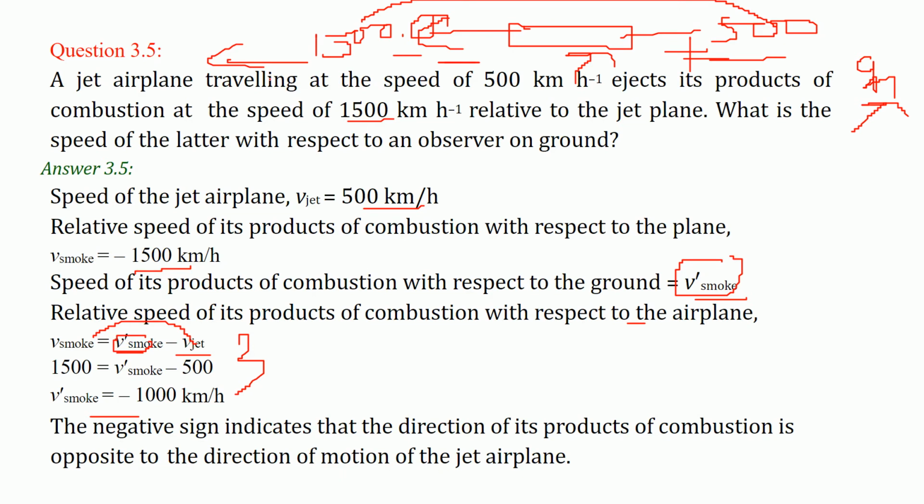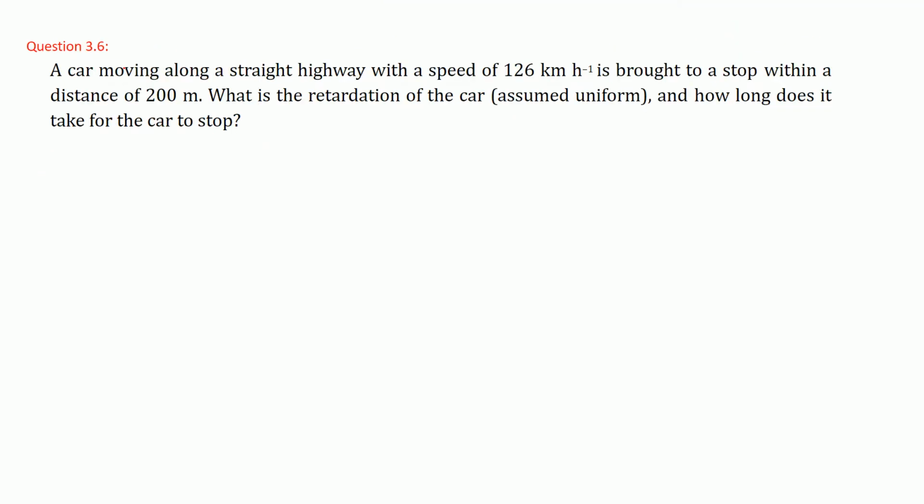of the jet airplane. A car moving along a straight highway with speed 126 km an hour is brought to a stop within a distance of 200 meters. So distance is given, the speed is given, and rest, that means it is coming at rest. So initial velocity is this, final velocity is 0. What is the retardation? We have to find A, that is deceleration. How long does it take for the car to stop?